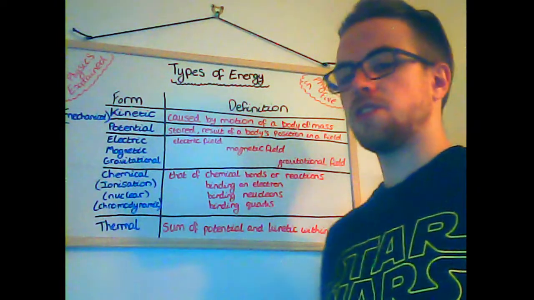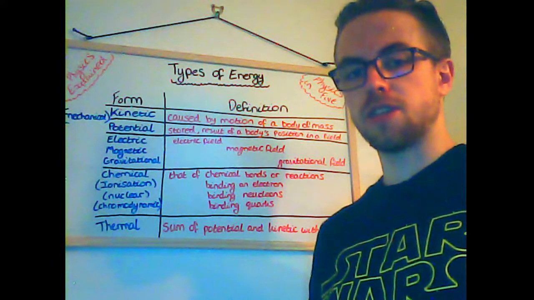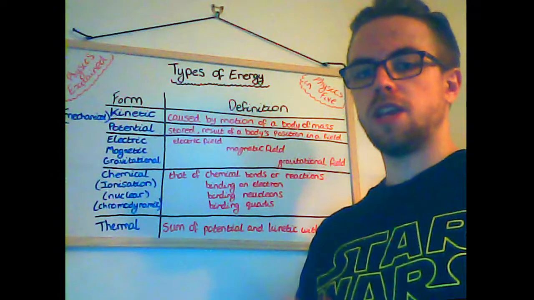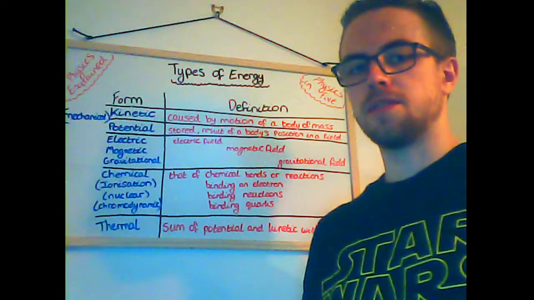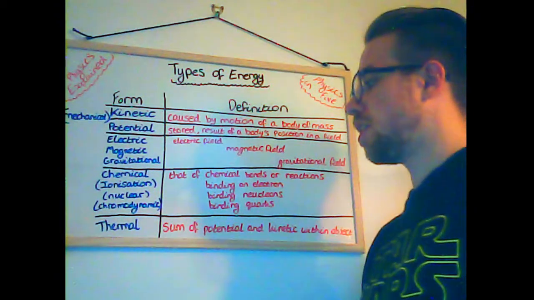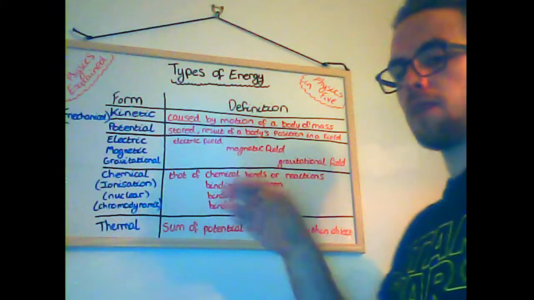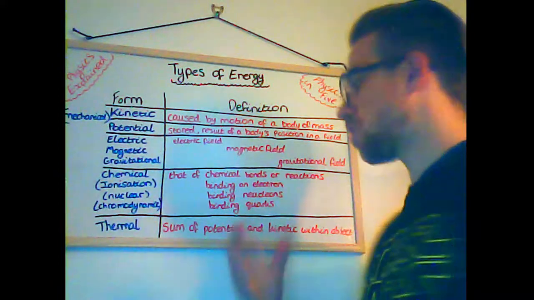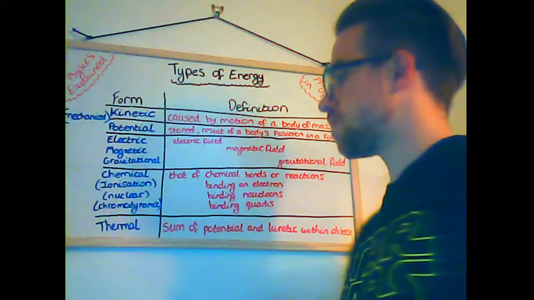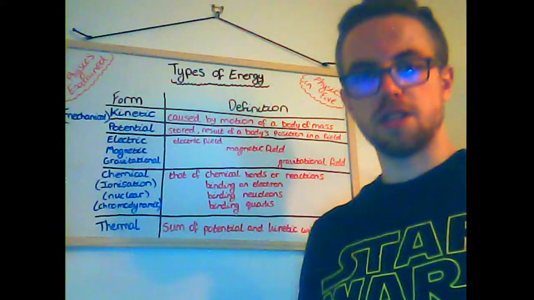And kinetic and potential energy are sometimes referred to as mechanical energies because they're to do with the movement of an object. Now we move on to chemical energy. And this is the energy stored in chemical bonds within an atom. And this again is broken down into ionization, nuclear and chromodynamic, and this is just the difference between binding an electron, binding nucleons, which are protons and neutrons, or binding quarks, which are the things that make up protons and neutrons. But generally we refer to that as some form of chemical energy.